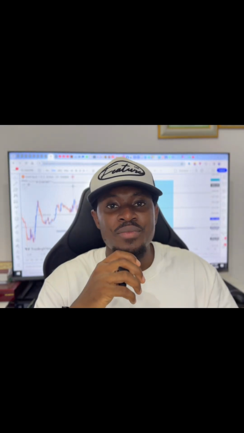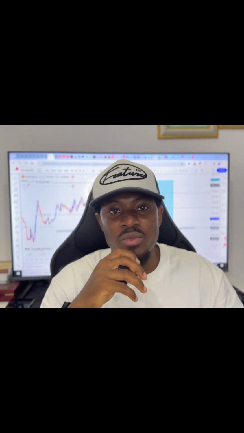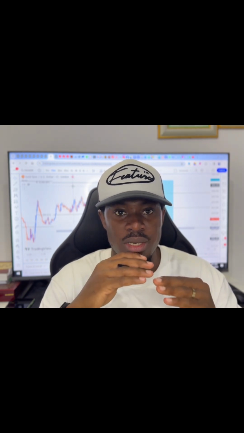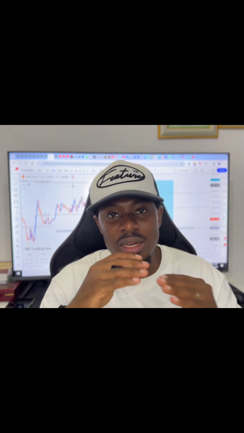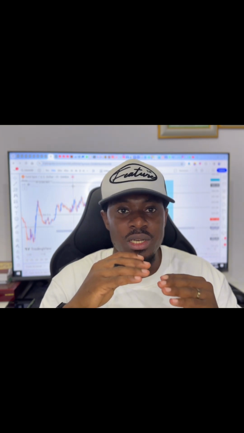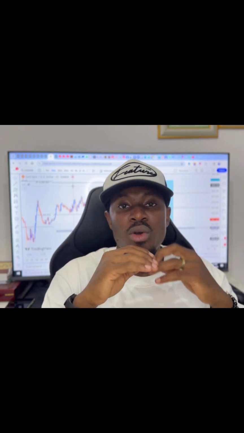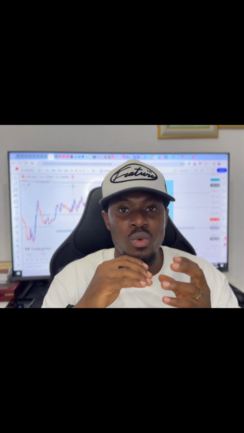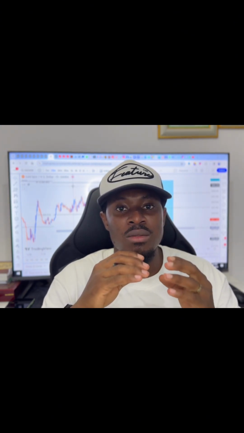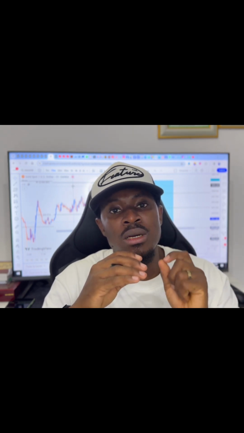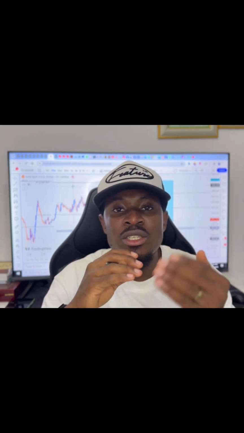Now we'll be moving a step higher. We'll be using two indicators at once: the RSI and the moving average. We'll be using both of them as confluences and as confirmation. We'll use the moving average to tell us the direction of the market, and we'll use the RSI to give us entry points.